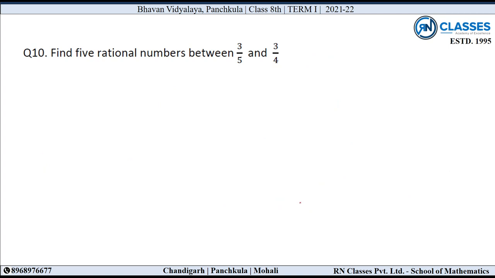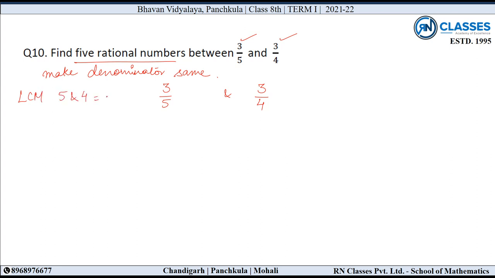Next part. Question number 10. Find 5 rational numbers between 3 by 5 and 3 by 4. Right now I don't directly see anything between them. What should I do? First thing is, make the denominator the same. Now between 3 by 5 and 3 by 4, what do we do? Take the LCM of 5 and 4. What would be the LCM? 20.